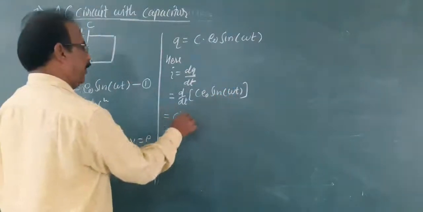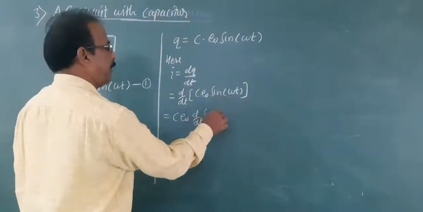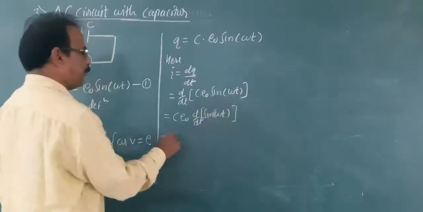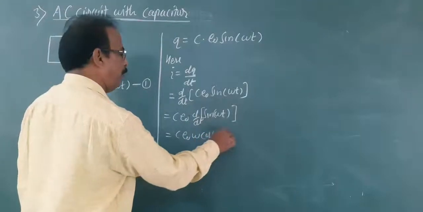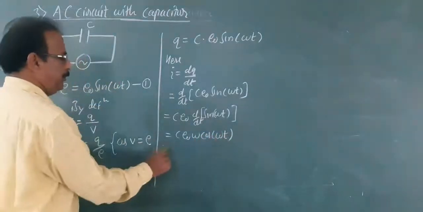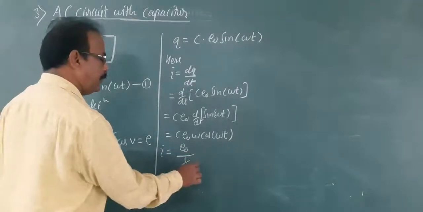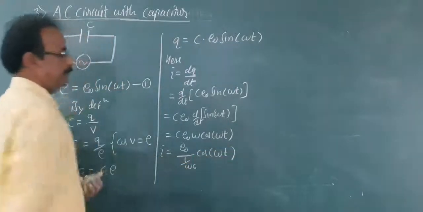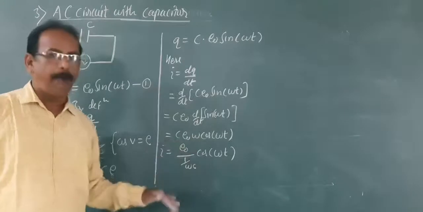Taking the derivative, C into E0 comes out of the derivative, and in the derivative you will get sine of omega t. The derivative of sine of omega t is omega cos of omega t. You can write the equation like this: E0 upon 1 upon omega C, cos of omega t.